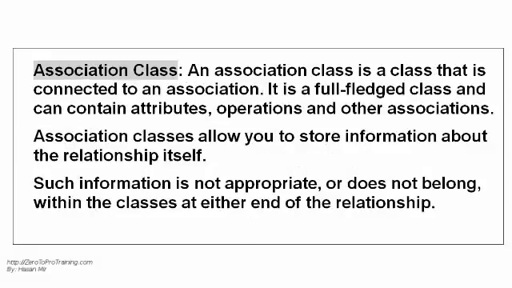Next. Association class. An association class is a class that is connected to an association. It is a full-fledged class and can contain attributes, operations and other associations. Association classes allow you to store information about the relationship itself. Such information is not appropriate, or does not belong, within the classes at either end of the relationship.